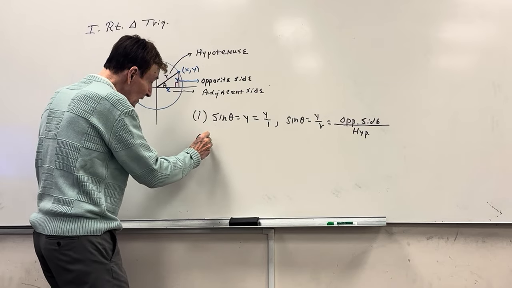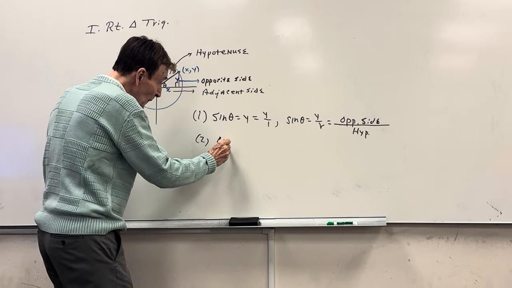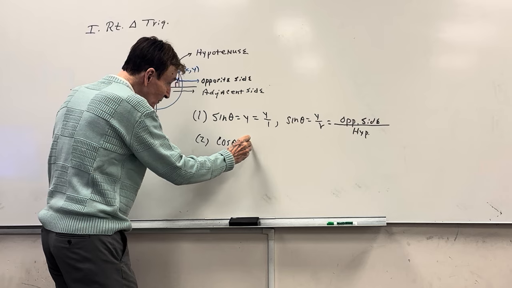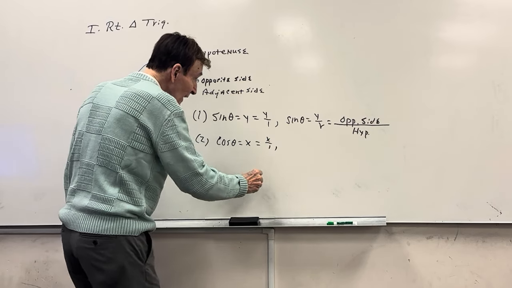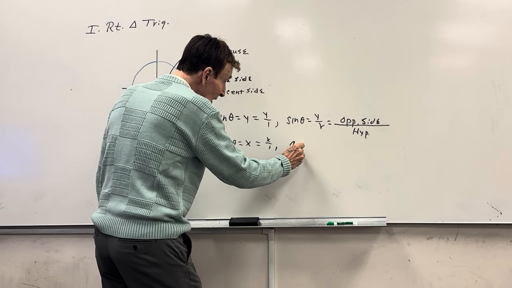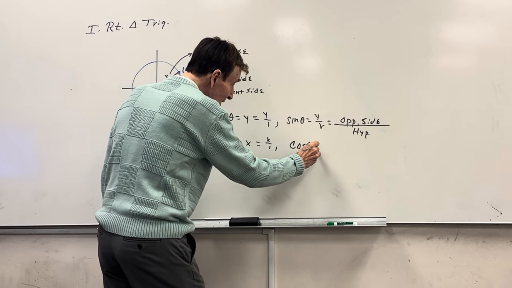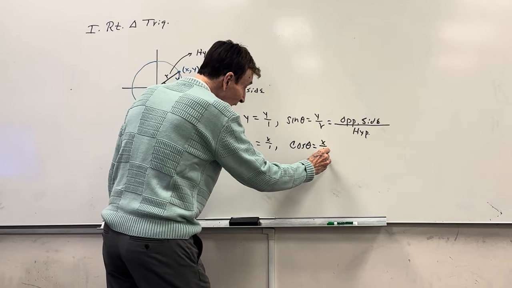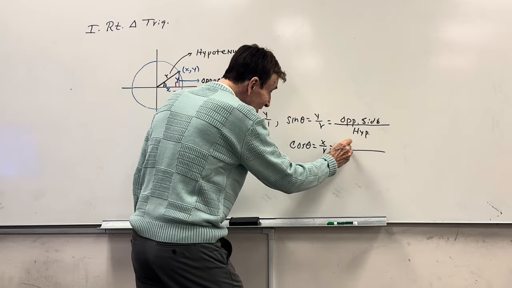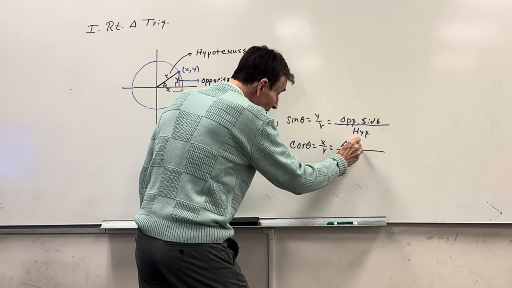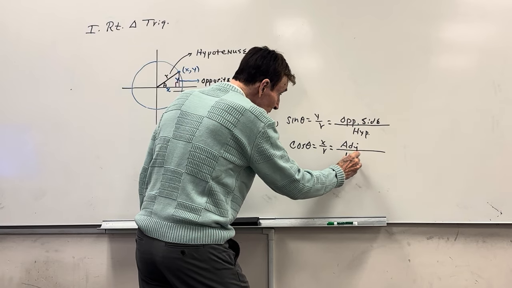Cosine earlier was merely x for us on the unit circle. That was like x over 1. We say now let's expand this and write cosine as x over r. And this is now going to be adjacent side over hypotenuse.